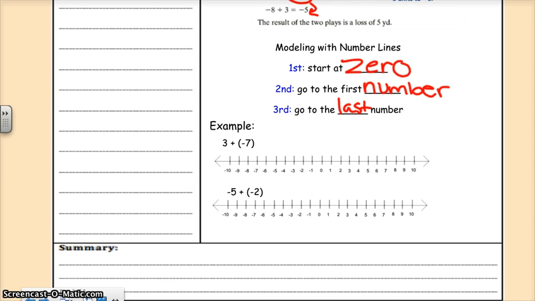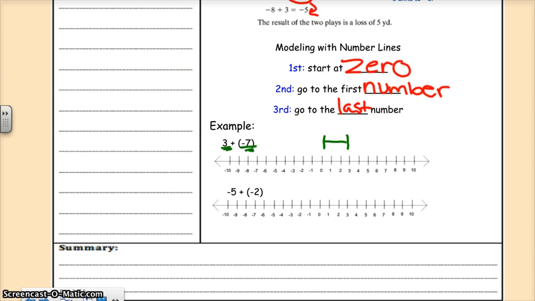Example, 3 plus -7. First, start at 0. Where's 0? Here it is. That's where I'm starting, 0. And it says that my first number is 3. 3 is positive, I go to the right. So I'm going to the right, 1, 2, 3. There I am. Now from there, I'm adding a -7.